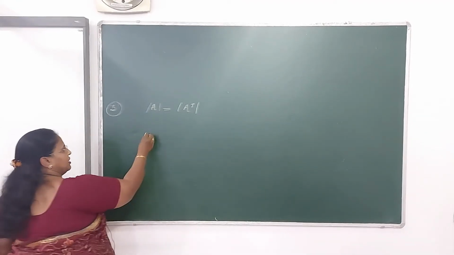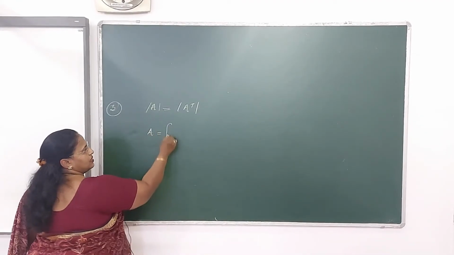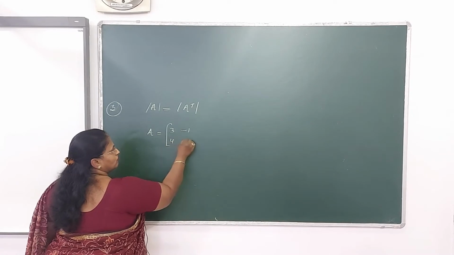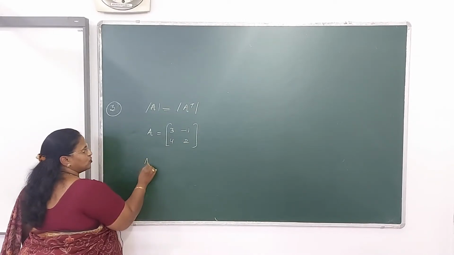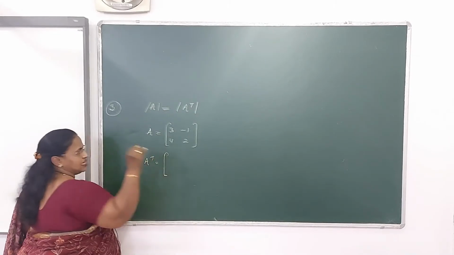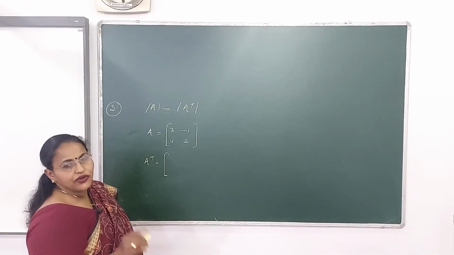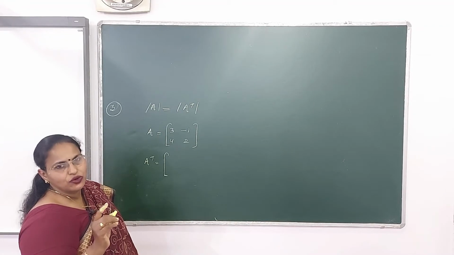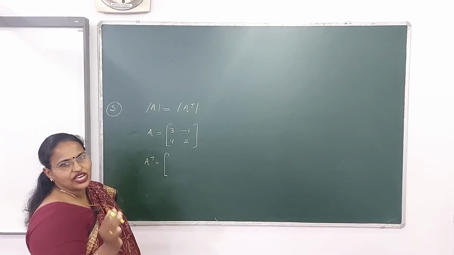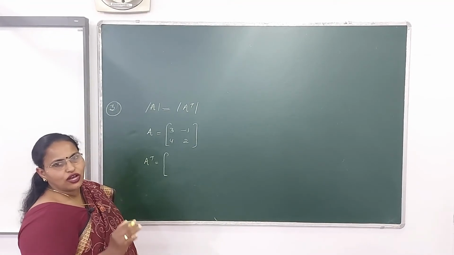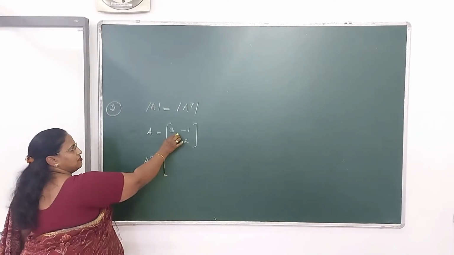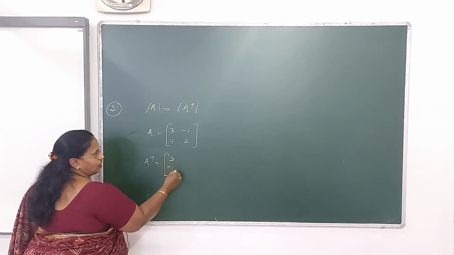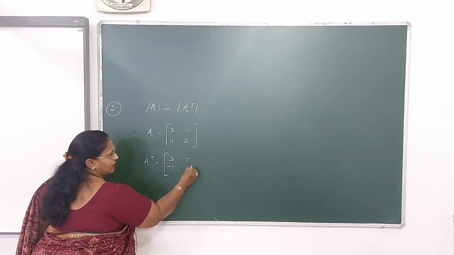You can take an example here. Let A be a square matrix, 3, minus 1, 4, 2. Then what about the transpose of this? I hope children you are remembering how to get the transpose. What do you have to do? Simply you have to change either row to column or column to row. So this is the first row, make it as the first column. Second row, make it as second column.